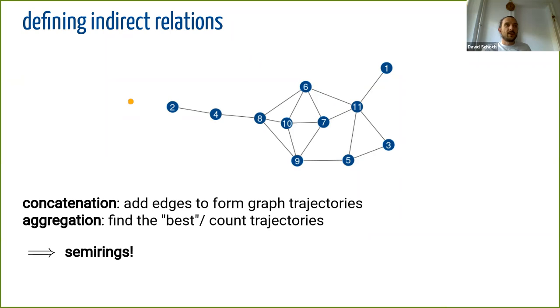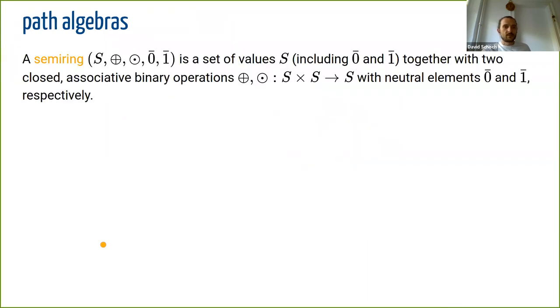And if you have a mathematical object that is attached with two different operations, concatenation and aggregation, that leads to something that is called a semi-ring. And the definition of a semi-ring is just that we have a set of numbers, two operations, concatenation and aggregation, and neutral elements for both of these. So for instance, the neutral element of addition is zero. The neutral element of multiplication is one. So we have two neutral elements, and these are just binary operations on these numbers.